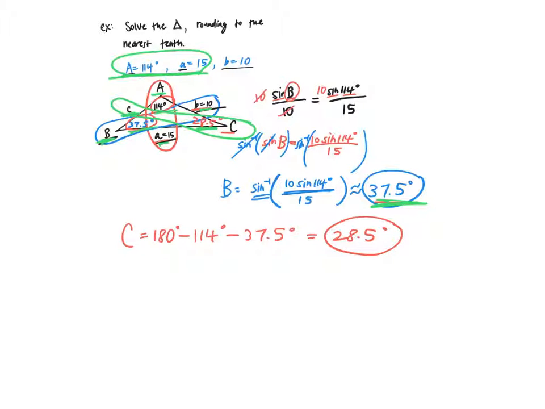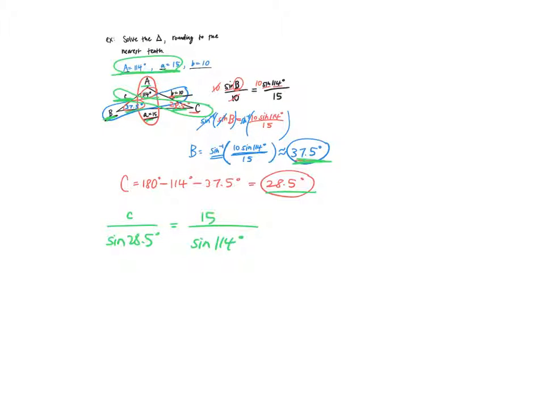Now that I'm looking for side length C here, I'm going to put what I'm looking for on top. So it's going to be C over sine of angle C, well, angle C is 28.5 degrees, over A over sine of angle A. Again, notice that instead of having sine of angle C in the top, I just have the letter C in the top. And I did that because that's what I'm looking for.